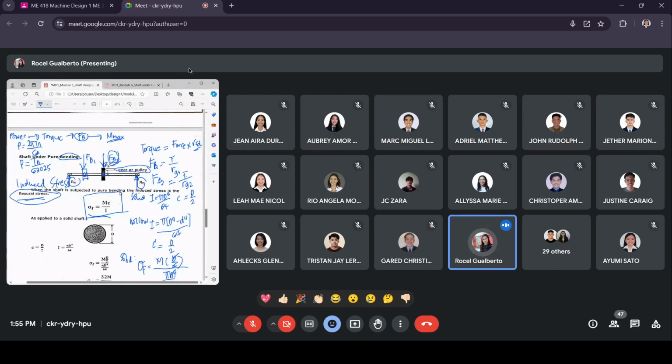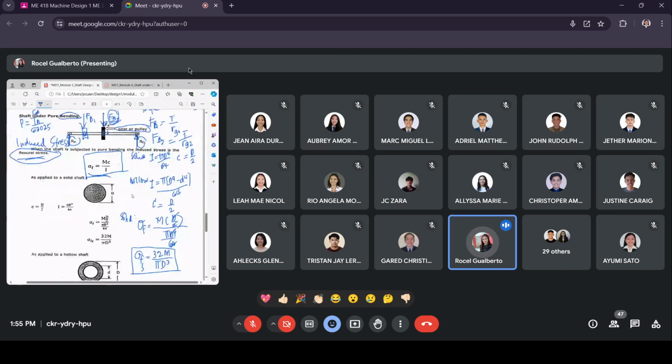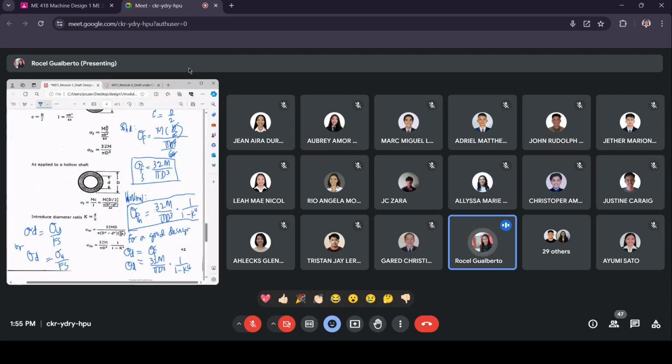So again, we design the shaft under pure bending using this equation, sigma equal to 32M over pi d cubed times the hollow factor. If it is solid, you delete this. If it is hollow, then you have to include this. Okay? Question?